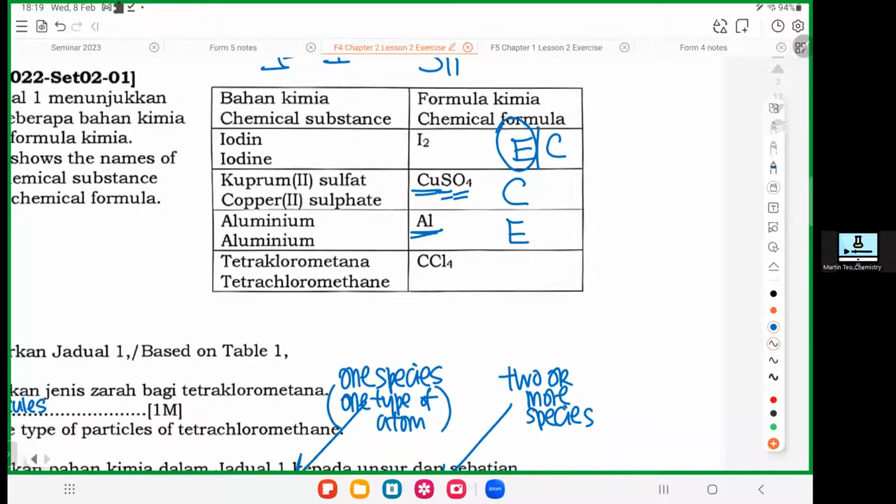So the next one, tetrachloromethane. You have carbon, which is one species. You have chlorine, which is another species. So when you have two species or more, it's a compound. Okay, so it's quite easy, isn't it? That's how you differentiate elements and compounds.